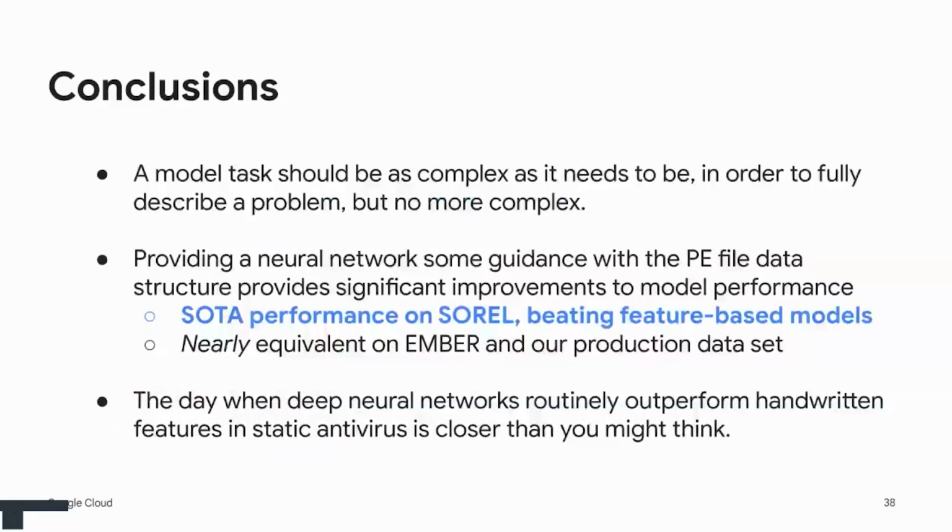So to conclude, I'm going to badly paraphrase Einstein. A model should be as complex as it needs to be to fully describe this problem, but no more complicated than that. I think at the very least today we demonstrated your classifier doesn't need to do the parsing. You should just parse the thing for it because it's easy and it's straightforward, and model performance improves tremendously. We've hit state-of-the-art on Sorel for the first time with a neural network looking at the raw file, no expert features. The day when deep neural networks routinely beat handwritten feature classifiers is a lot closer than you might think.